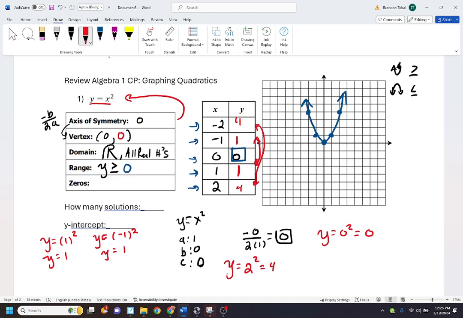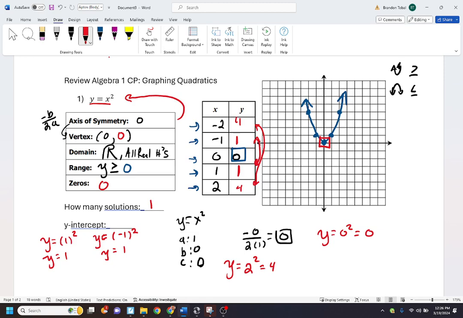Zeros, or solutions, or roots, is where it hits the x-axis. In this case, it only hits it once. How many times it hits the x-axis is how many solutions it is. So it hits the x-axis once. So how many times does it hit? Once. So it's 1. Zero is the actual place it hits. 1 is how many times it hits.